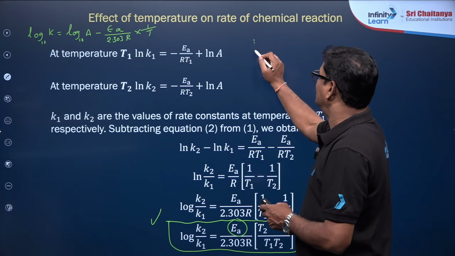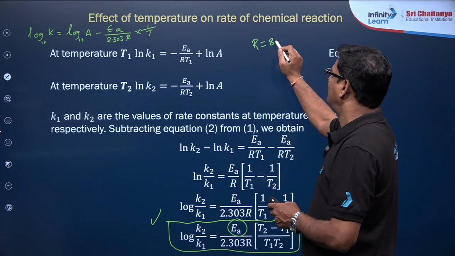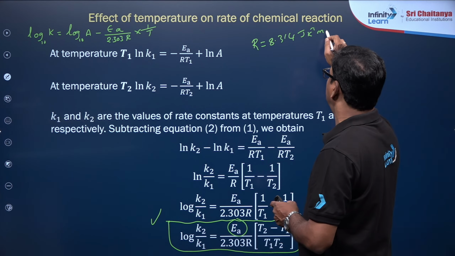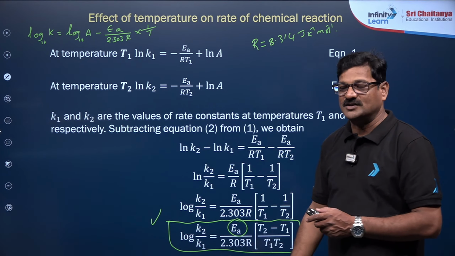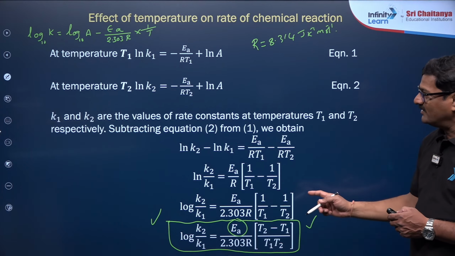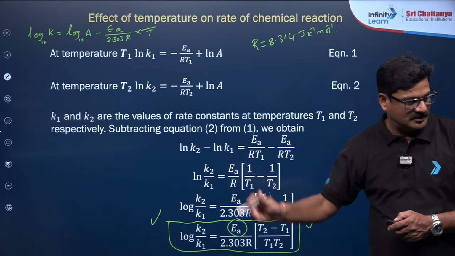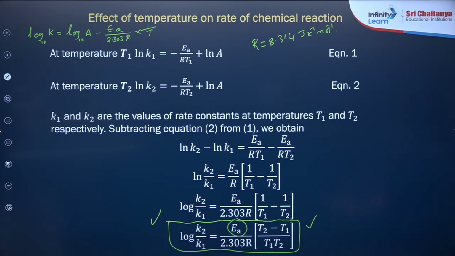While solving questions, the R value you have to take is 8.314 joule Kelvin inverse mole inverse. Are you getting or not? This is very important. Okay. If you have any doubts, please ask us. Waiting for your questions.